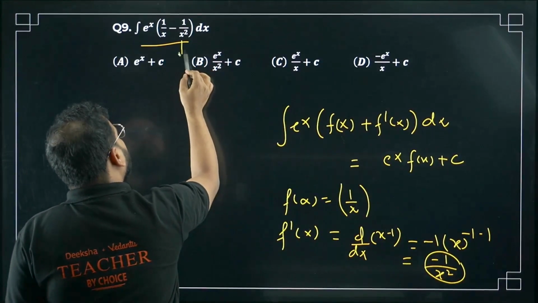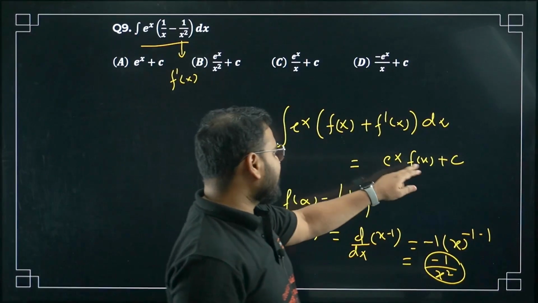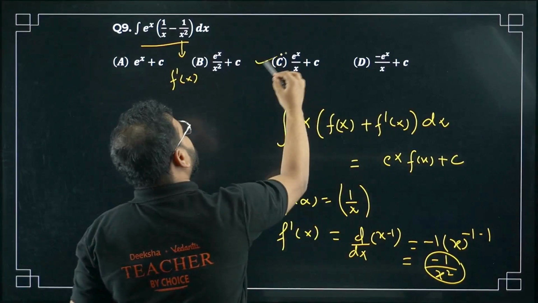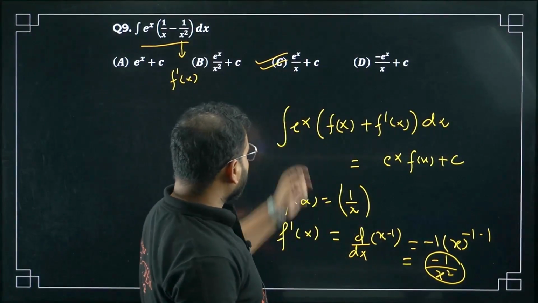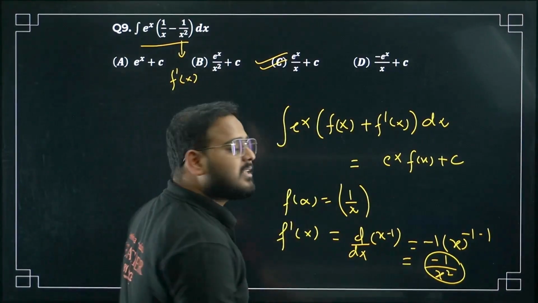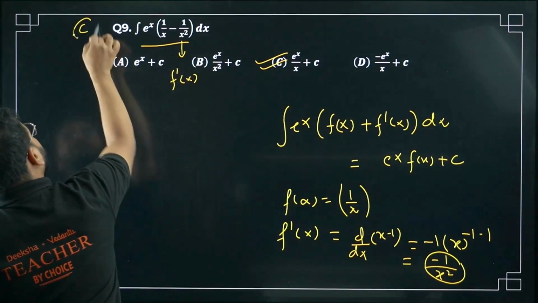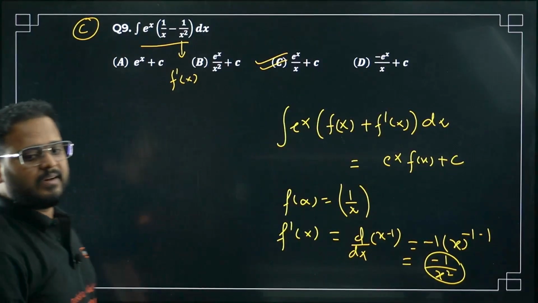So this is going to be what? f dash of x. The answer is going to be e power x f(x) plus c. So option number C is correct. e power x is e power x, f(x) is 1 by x. So into 1 by x will become e power x plus e power x upon x plus c is the answer. Option C is correct. Please have a look. This is clear, right?